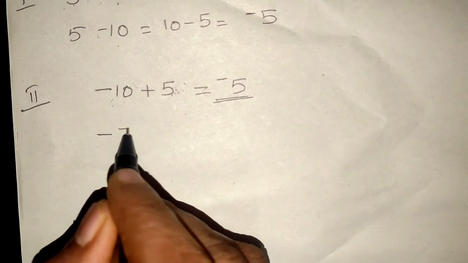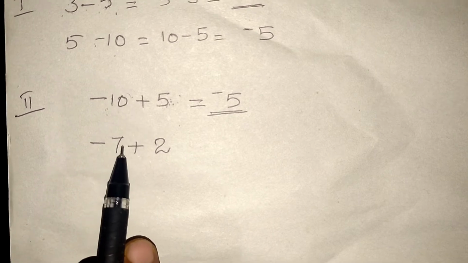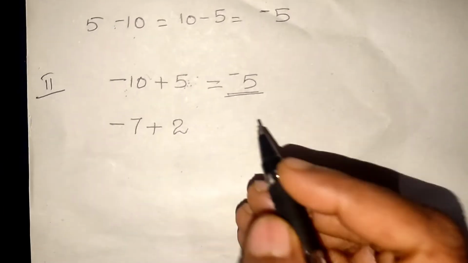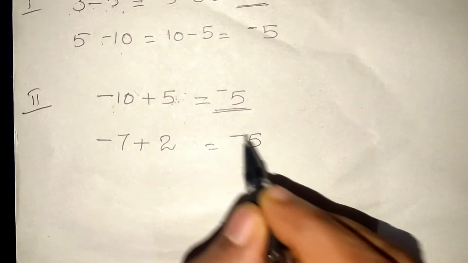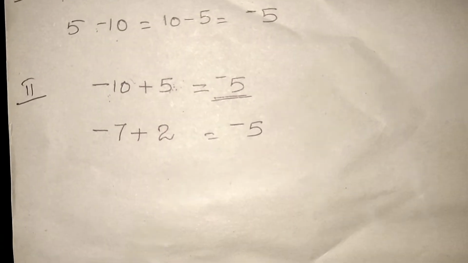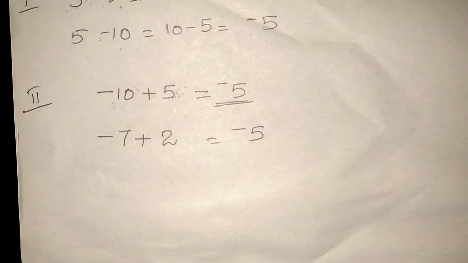Then what about negative 7 plus 2? See, here also, without sign, 7 is bigger. So 7 minus 2 is 5 and the sign of the larger one is negative. So the answer is negative 5.